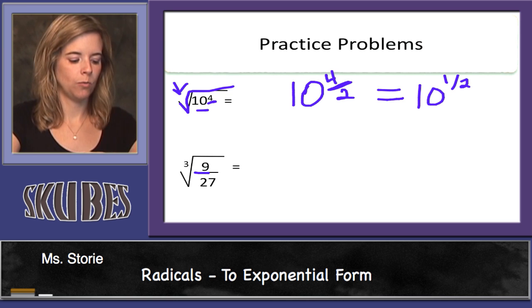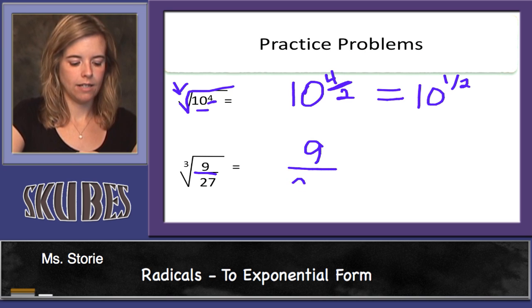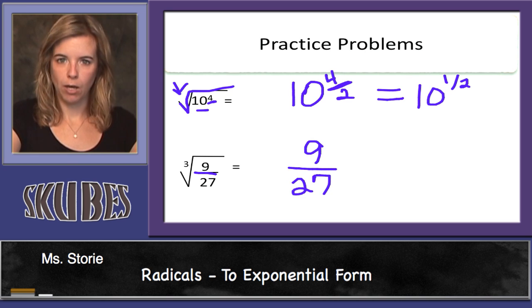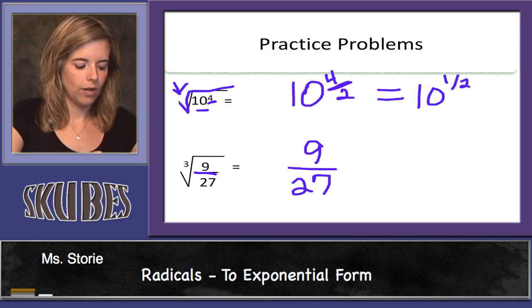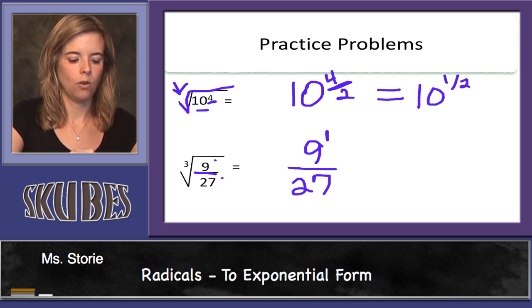Now here you have a numerator and a denominator, so we still need to have a numerator and a denominator when we do this. They become the bases. You'll notice you don't have any exponents here, but you do. If there's not one there, it's assumed to be 1.